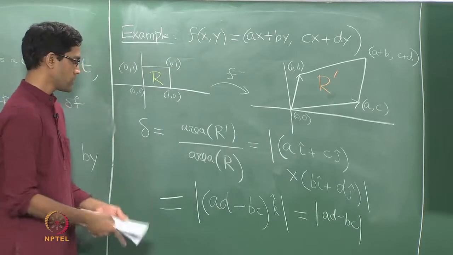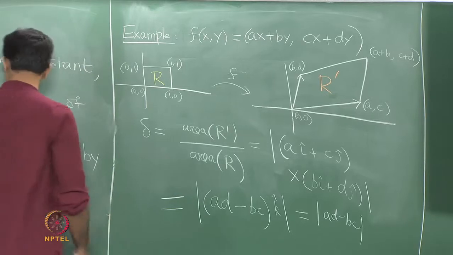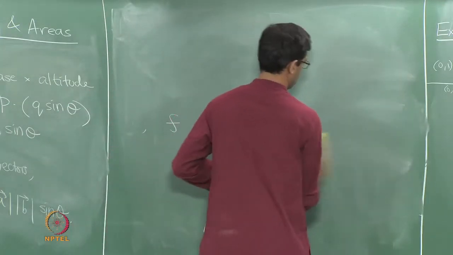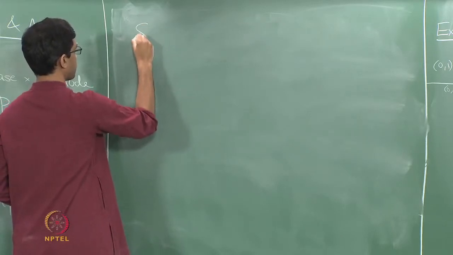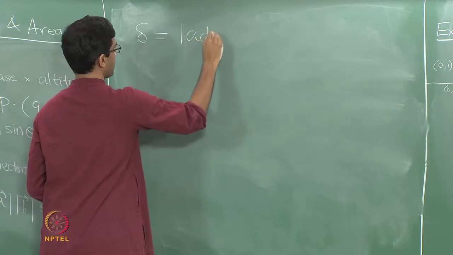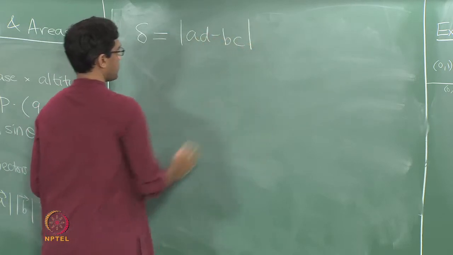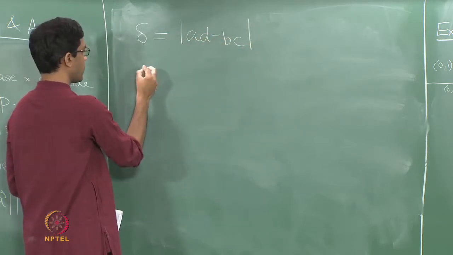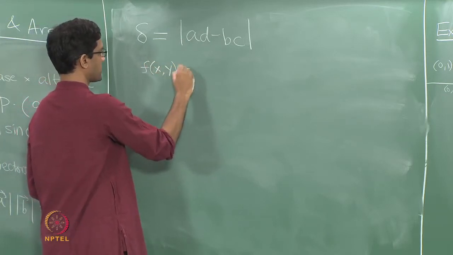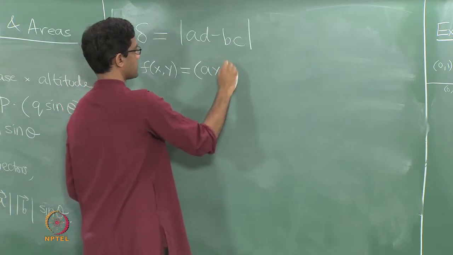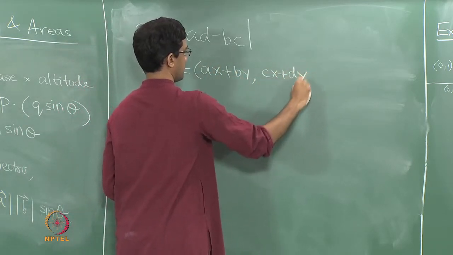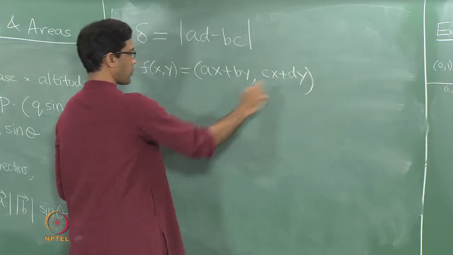Okay, so what does this mean? Well, this just says that this dilation factor, so here is the conclusion, the area dilation factor delta is nothing but the absolute value of AD minus BC. Okay. And now what are A, B, C and D? Recall, those were just what appeared in the definition of the function. The linear transformation is exactly Ax plus By, Cx plus Dy. So A, B, C and D are these four numbers, right?